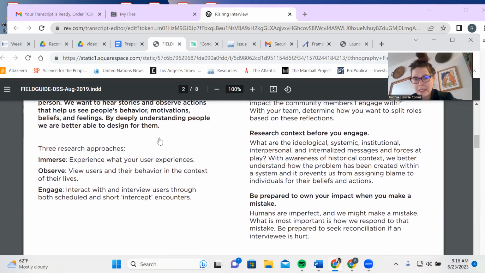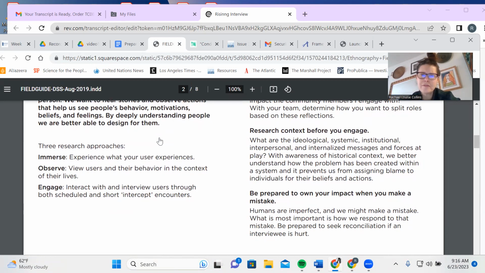Research context before you engage. Be prepared to own your impact when you make a mistake, right? In other words, sometimes as an interviewer, you can say something that feels insensitive. Watch for those responses and own it. Don't try to fake your way through an interview, because people can really feel that. So if you say something inappropriate, just say, you know what, my bad, I'm so sorry, that came out of nowhere.